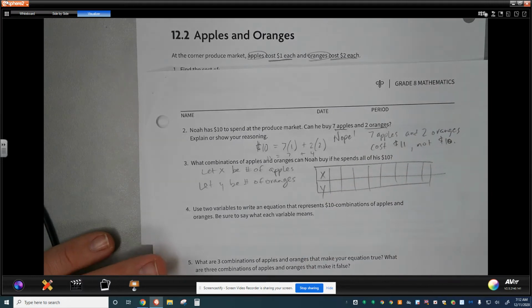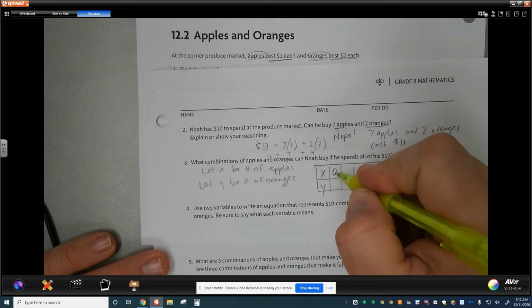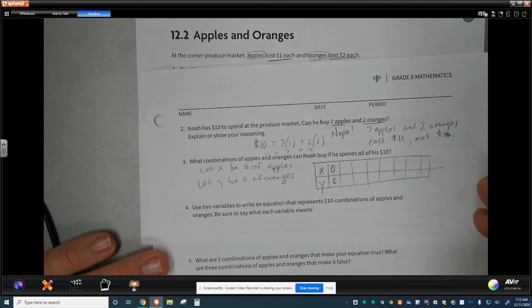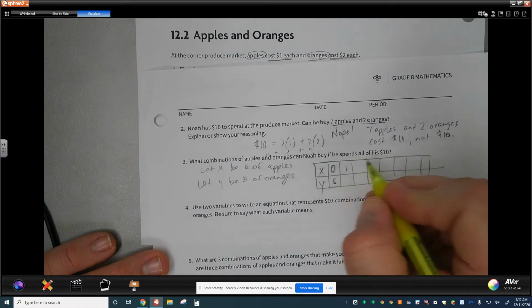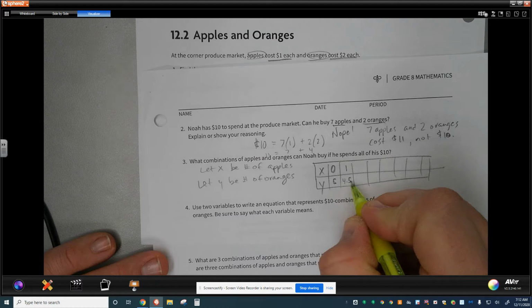Letter X and Y. Let's say that Noah buys 0 apples. That gives him $10 to buy some oranges, and oranges at $2 a piece would give him 5 oranges. Let's say he buys 1 apple. That leaves him with $9. If it's $9, that would be 4.5 oranges.